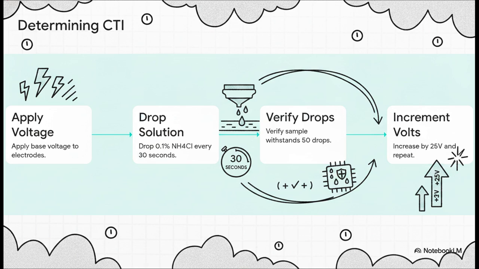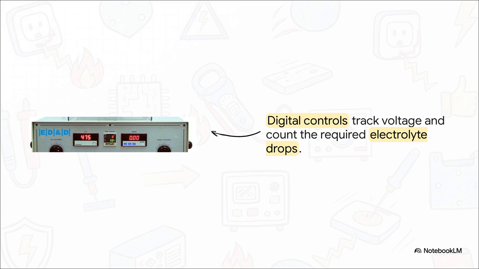To pull this off, the test machines use incredibly precise digital drop counters and voltmeters to monitor everything. That's because the CTI value is specifically defined as the highest voltage the material can withstand for exactly 50 drops without forming a short circuit. Every single drop is carefully calibrated for volume to ensure completely identical stress on every test sample.